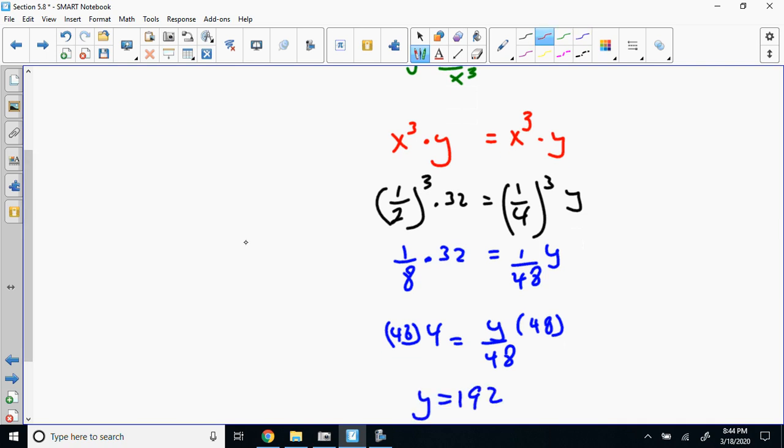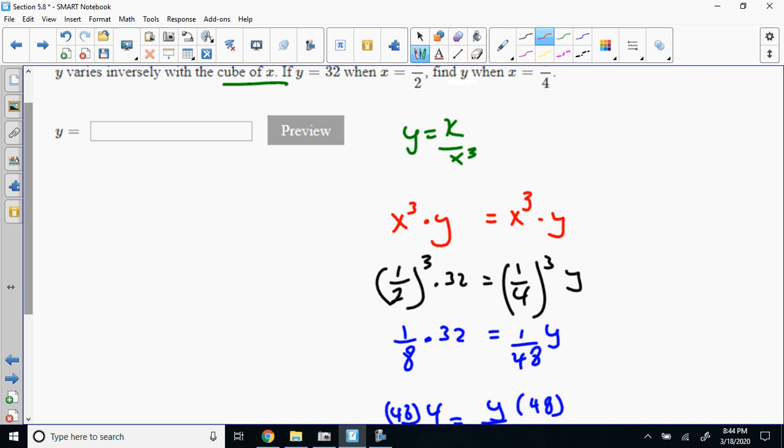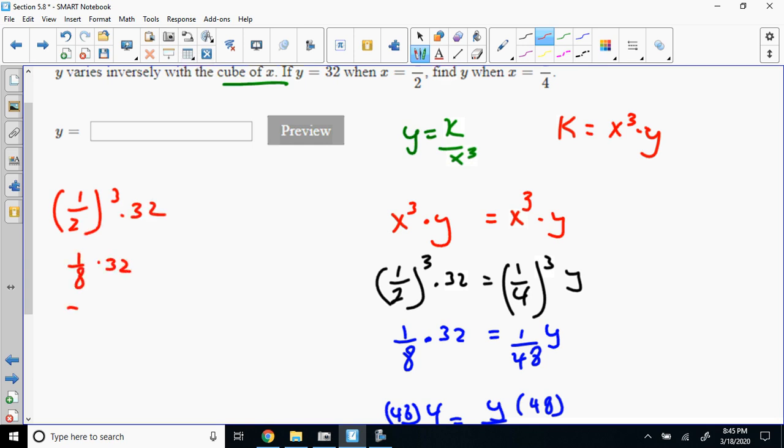Okay, so let's check it, just to verify. I want to make sure. K should be equal to x cubed times y, right? So let's take 1/2 cubed times 32. We know that's 1/8 times 32, which is equal to 4. Okay, let's check the other one.